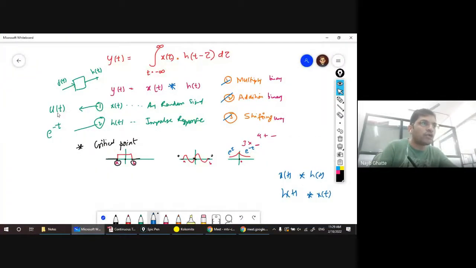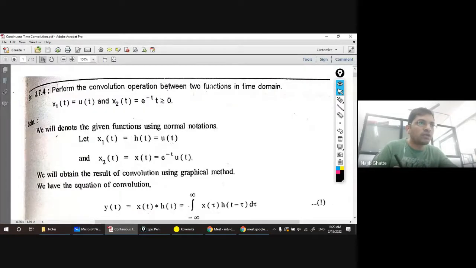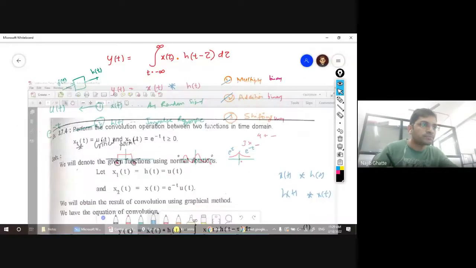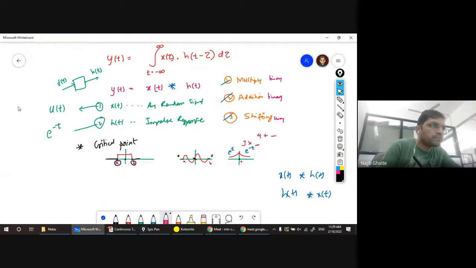Now understand, if I take x of t as u of t and h of t is e raised to minus t, here how have they taken it? They have taken h of t as u of t and x of t as e raised to minus t u of t. Now just try to understand this. What is x of t? u of t, it will look like this. What is e raised to minus t? It gives you something like this, an exponential decay. So now you can take this one as x of t or you can take this one as h of t, both will fetch you the same answer.